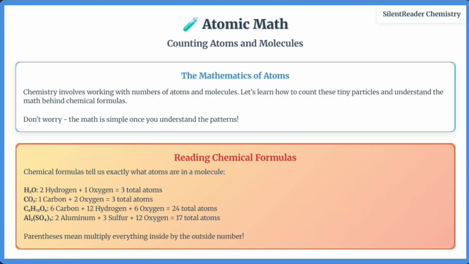The mole is our special counting unit. 1 mole equals 6.022 times 10 to the 23rd particles, which is Avogadro's number. This huge number lets us count atoms by weighing them. For example, 18 grams of water contains 6.022 times 10 to the 23rd water molecules.